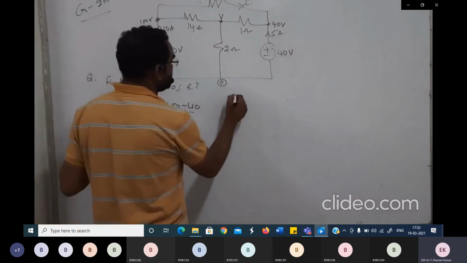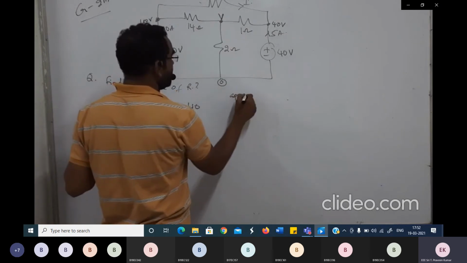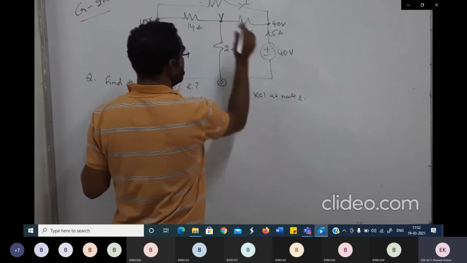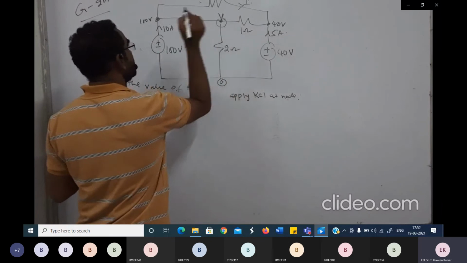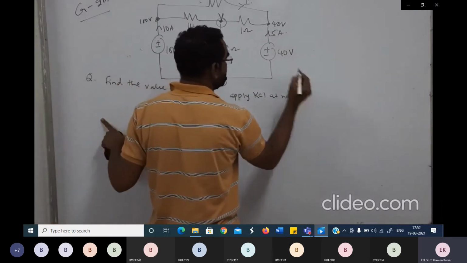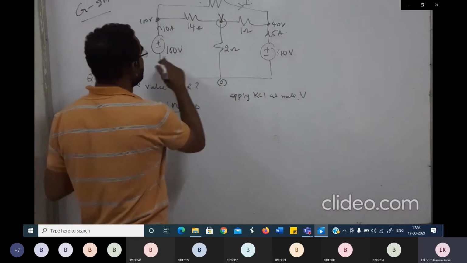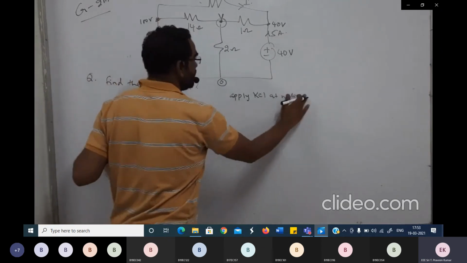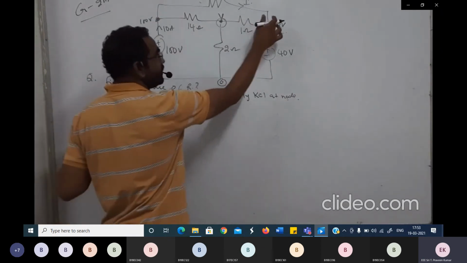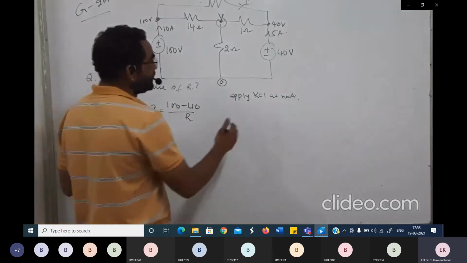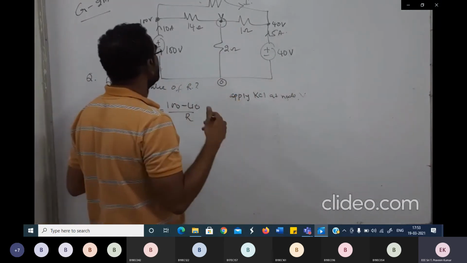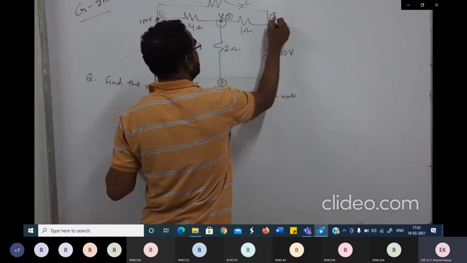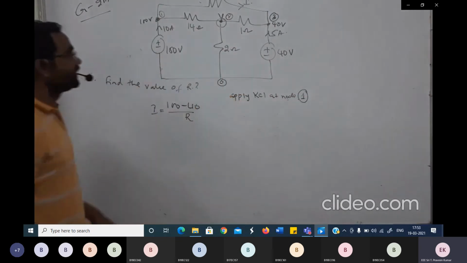The next step is, let us suppose this voltage is V. Now apply KCL at node 1, or you can see it as at this node, node B. If you write your nodal equation at this node, or this node, you can write it the other way too. Now, I'll take this as node 1, this is node 2, and this is node 3, right? At node 1 first.